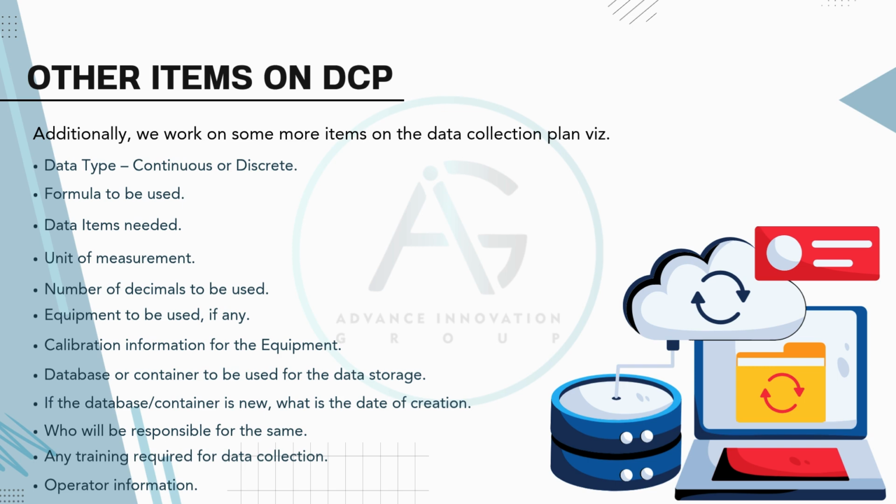3. Data items needed. List out all required variables to be collected, such as counts, timestamps, or scores. 4. Unit of measurement. Specify if you are measuring in seconds, minutes, kilograms, percent, etc. 5. Decimal precision. Mention how many decimal places will be used. It prevents rounding errors and ensures consistency. 6. Measurement equipment. Mention any instruments, tools, or software used in measurement. If no equipment is used, state NA. 7. Calibration information.